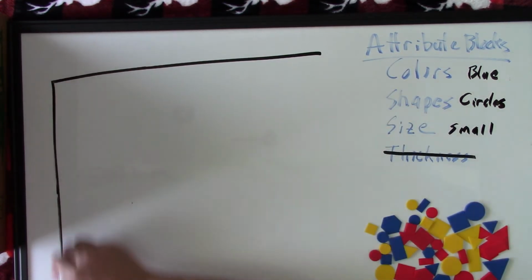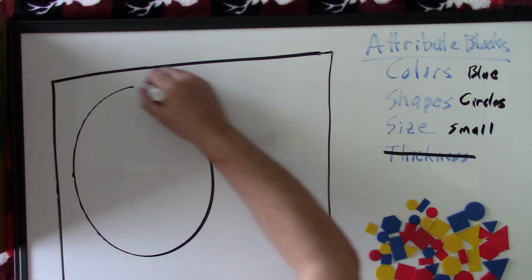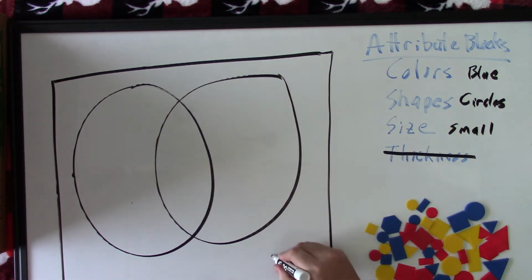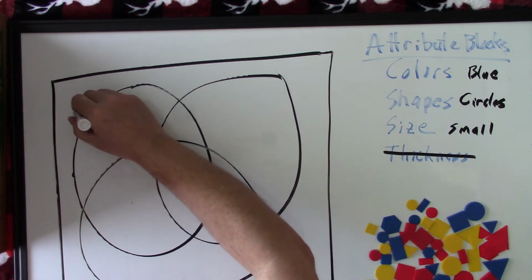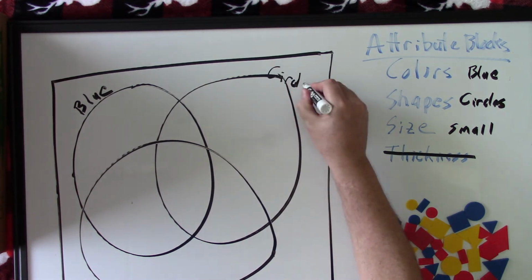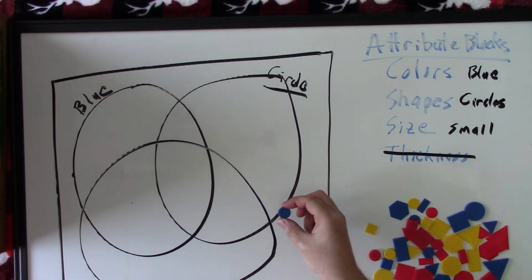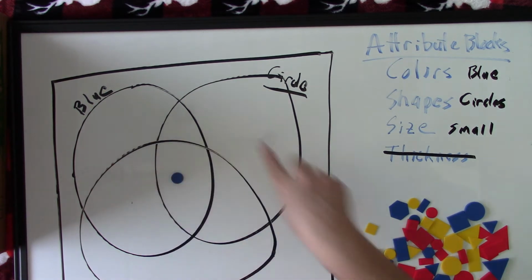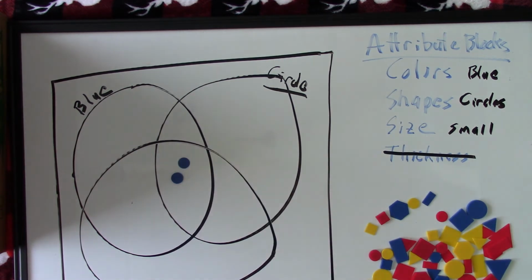So I'm going to make a Venn diagram. And in that Venn diagram, this will be my blue, this will be my circle, and this will be my small. So when I have a blue small circle, it will go in the middle in all 3. And then I'll look through and get all my blue small circles and put them in there.